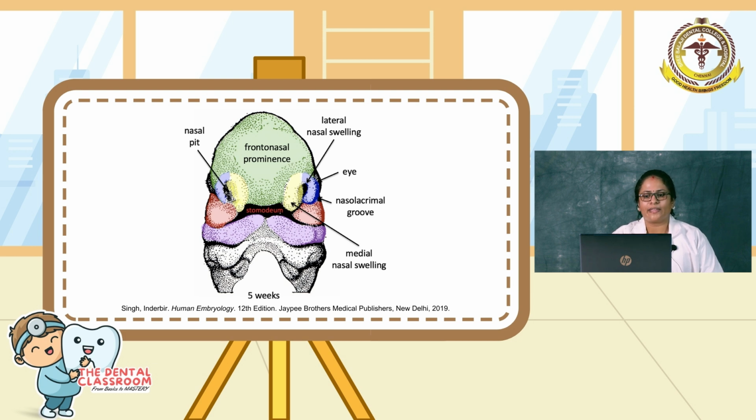As you can see in this image, between the lateral nasal prominence and the maxillary prominence, there is a furrow or a groove which is called the nasolacrimal groove. From this groove, a solid cord of cells develops, which later hollows out to form a duct called the nasolacrimal duct. This duct basically connects the corner of the eye to the nasal cavity.